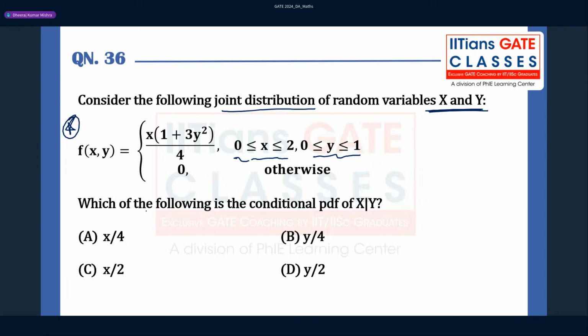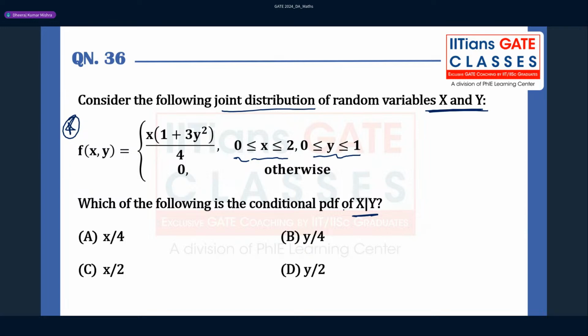So this question was basically modified also. In the actual paper, they released two papers actually, in the first go and in the second go. A similar question was asked in the second paper, but they changed something, they changed the options also. So here they are asking which of the following is the conditional PDF of x given y, right?